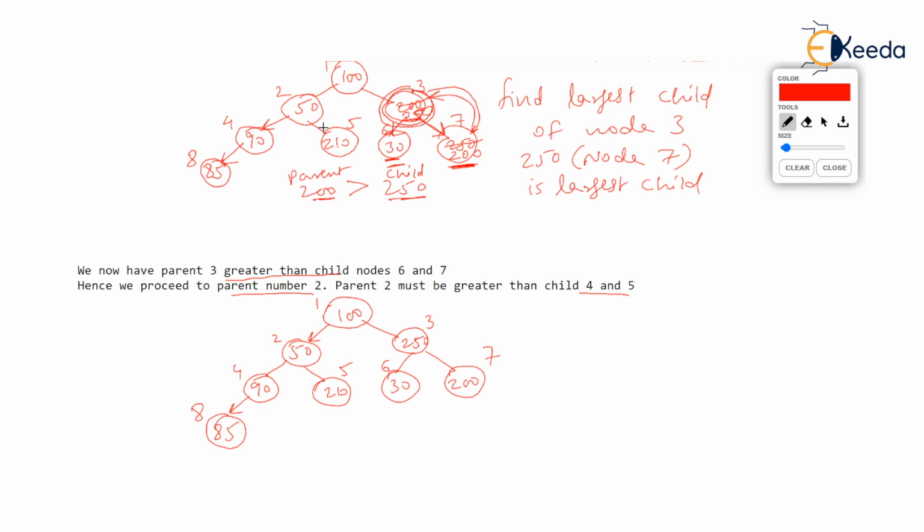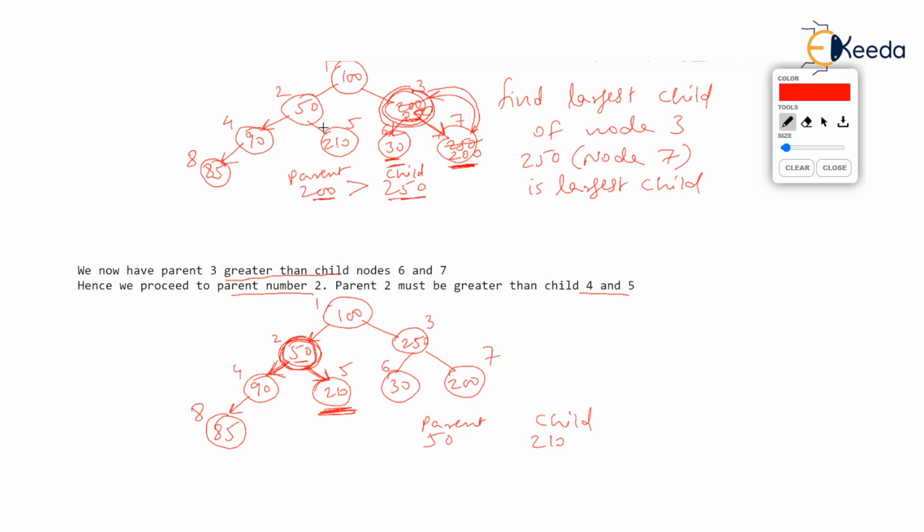Okay, where will you keep your eye? Your eyes should be on node number 2, because we are now adjusting parent 2. We want this parent, which is storing 50, to have a value greater than its left child and right child. Isn't it so? So let's see what happens now. Who is the largest child? First of all, find the largest child of the second parent. Largest child is 210. Compare this 210 with the value of the parent. Value of the parent is 50. This is the parent value and the child value is 210.